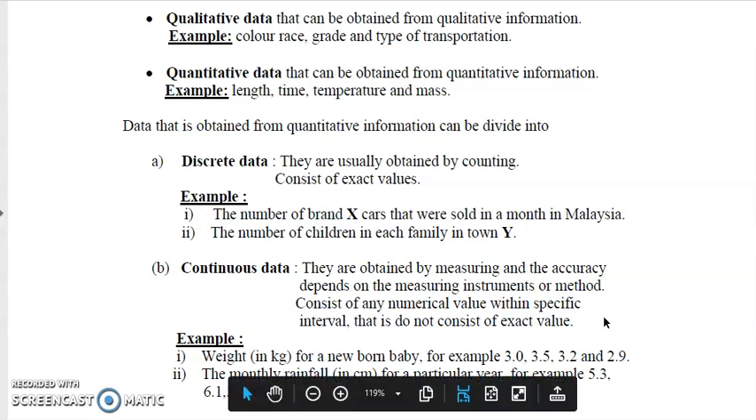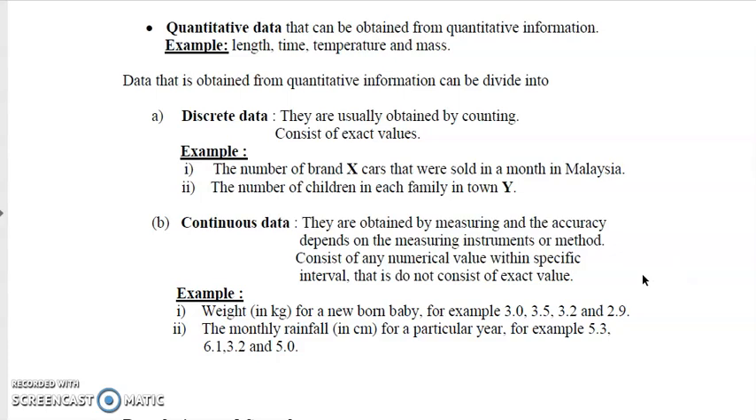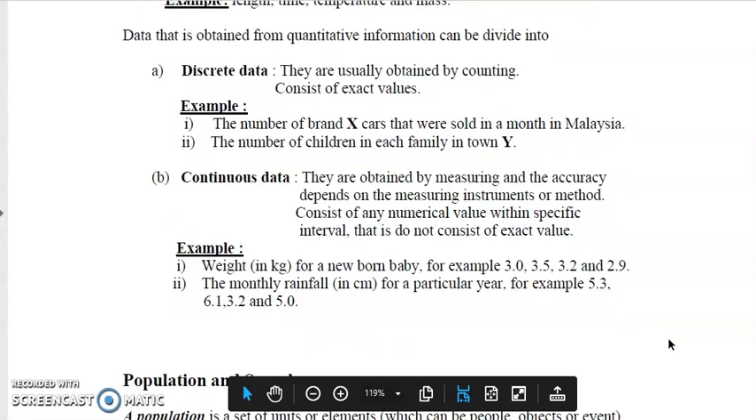Continuous data is what? We need to measure it, and we have a few methods on how we can measure the continuous data. As an example, our length, our weight. Maybe one of your friends is 59 kilo and you are 50.5 kilo, something like that. And then money, rainfall. You can see it from here. Or maybe your height.